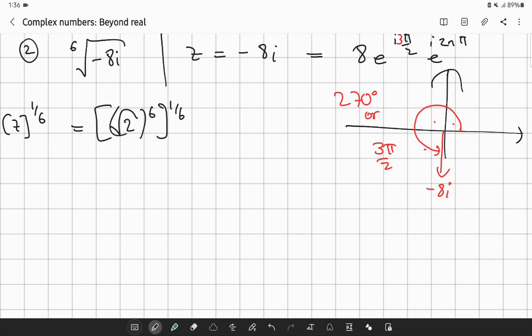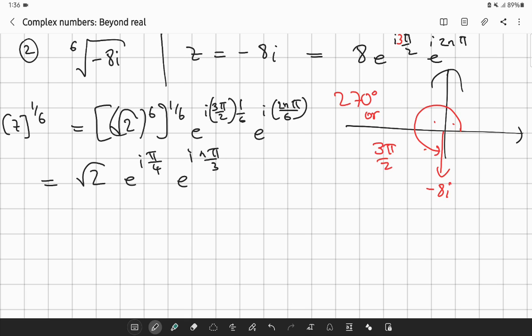Okay, so that was a quick check, and I have e raised to i 3 pi over 2 divided by 6 times e raised to i 2n pi divided by 6. So in the end, I'll have square root of 2, e raised to, 3 will get cancelled with 6, so I'll have i pi over 4 times e raised to i n pi over 3. Now, since this is the sixth root, which values of n do I need? I need 6 values starting from 0: 0, 1, 2, 3, 4, and 5.